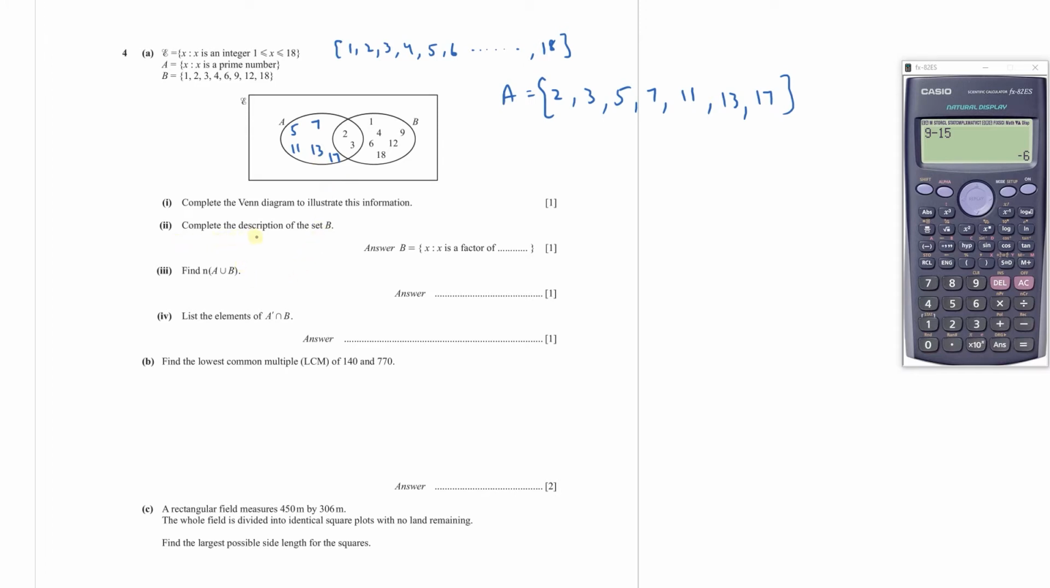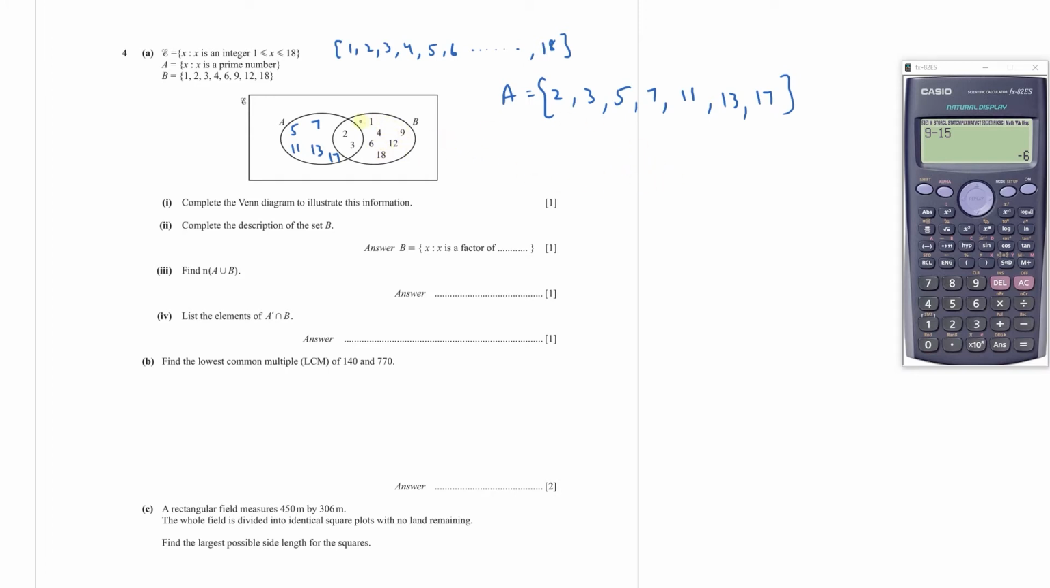Part B is complete the description of the set B. So answer B equals to, so B is a set of X where X is a factor of dash. So you're given these numbers. So all these numbers that belong to set B, they are a factor of some number. So which number, what would be that number? So if I calculate their LCM, the lowest common multiple of these numbers will give me a number for which I have all of these numbers as its factors.